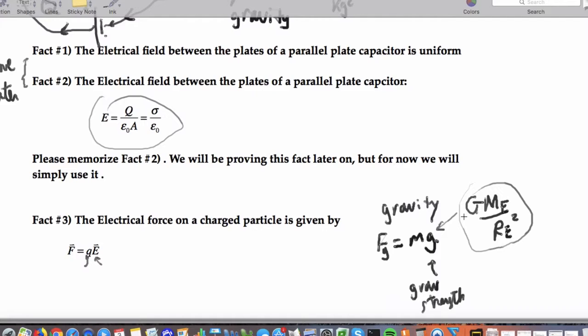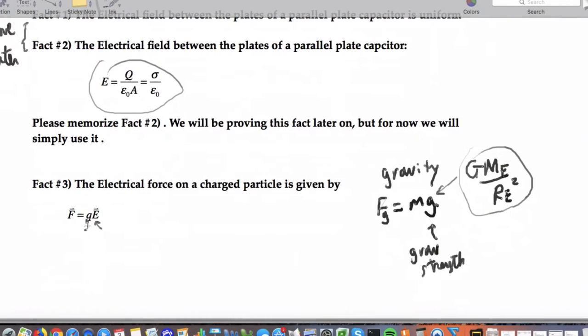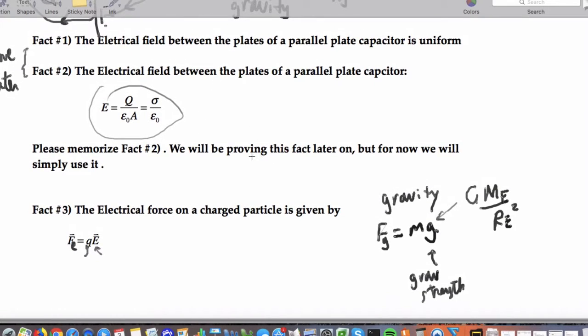What we're doing here is constructing an analogy. We're saying that there's an electrical force on any charge in between these plates, and that electrical force is equal to the charge times the electrical strength. We call the electrical strength the electric field in physics. And basically, by analogy, Fg equals mg, and Fe, the electrical force, equals the charge times the electric field. Now, for a parallel plate capacitor, this is simply the formula to memorize for now.